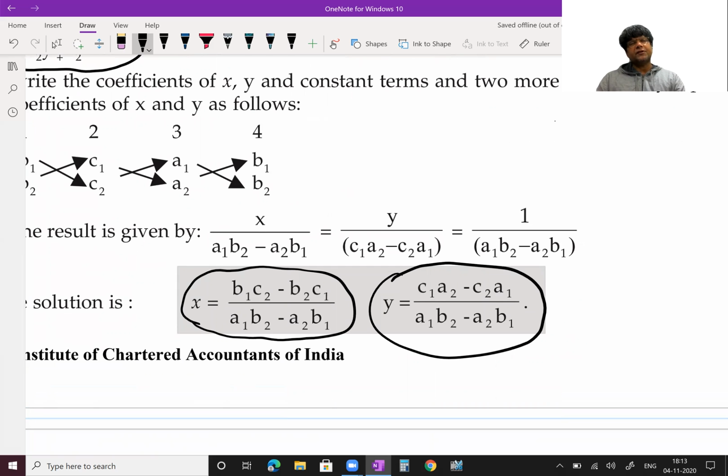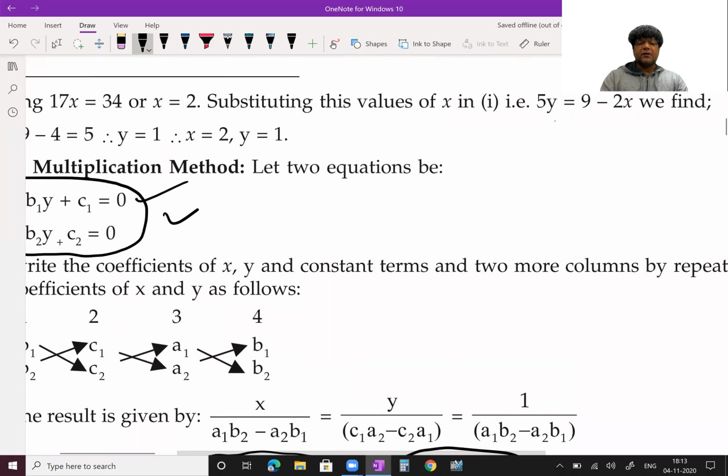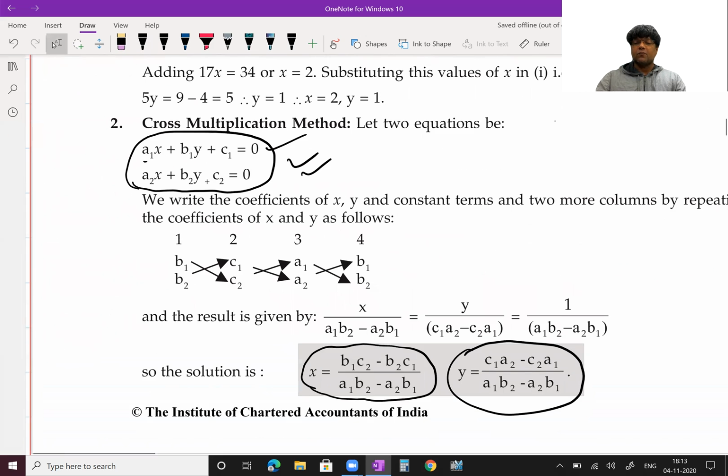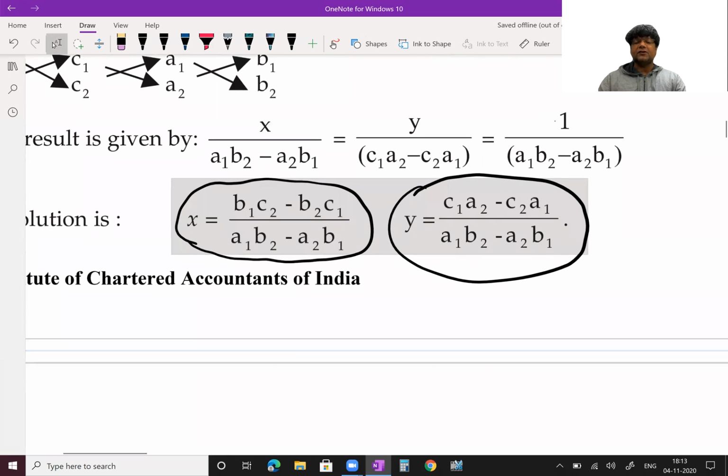What can they do? They can ask for these two simultaneous equations: if we solve by the cross multiplication method, then x and y can be given as, and then in the options they will give you this and this. So for answering that type of question, you must remember this, but don't apply it.